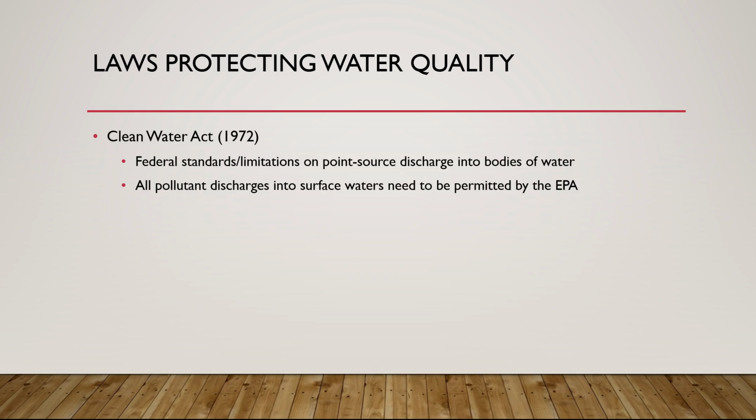So in 1972, the Clean Water Act set federal standards or limitations on our point source discharge. So we're usually talking about industry in that case. It sets the MCL, which is our maximum contaminant level for various hazardous chemicals that can get out into our water. And so the EPA is the agency in charge with monitoring that process, right? So all pollutant discharges into surface water must be permitted by the EPA and also monitored by the EPA.